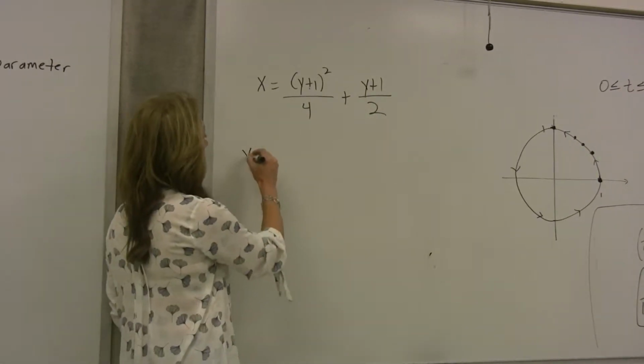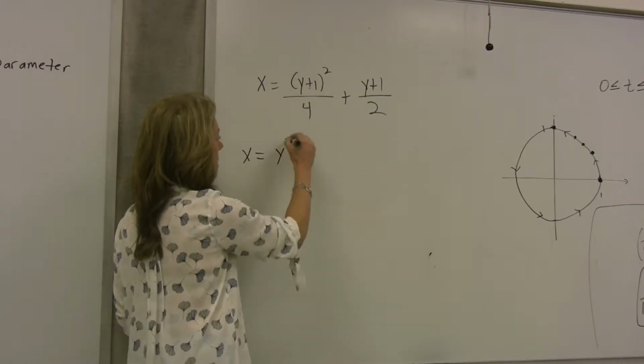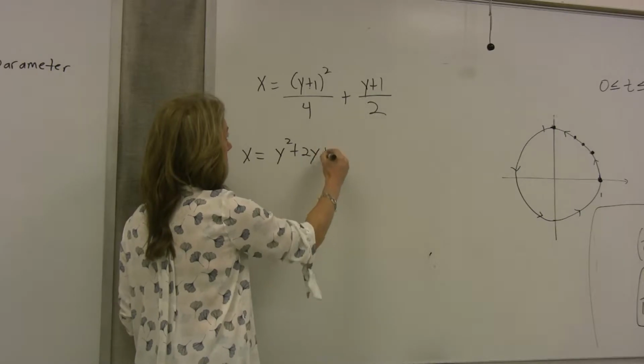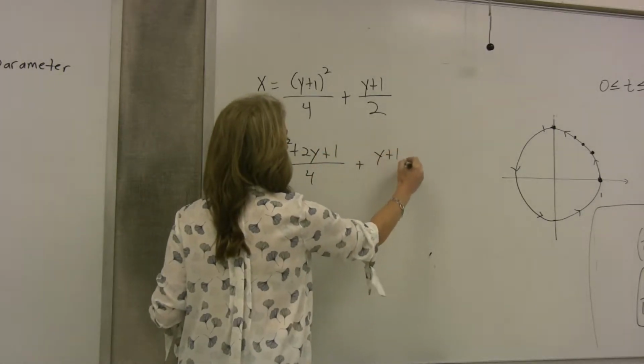I like that plan. So if we multiply this out using FOIL, the distributive property, you'll get y squared plus 2y plus 1. And then we want to add it to this.